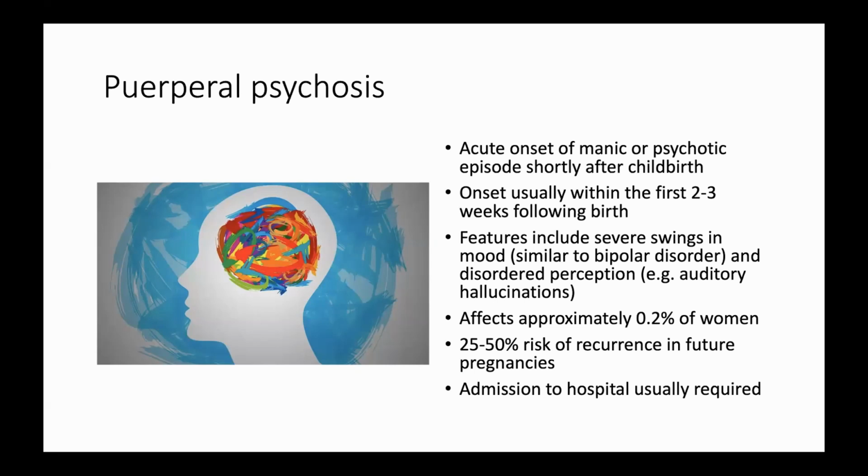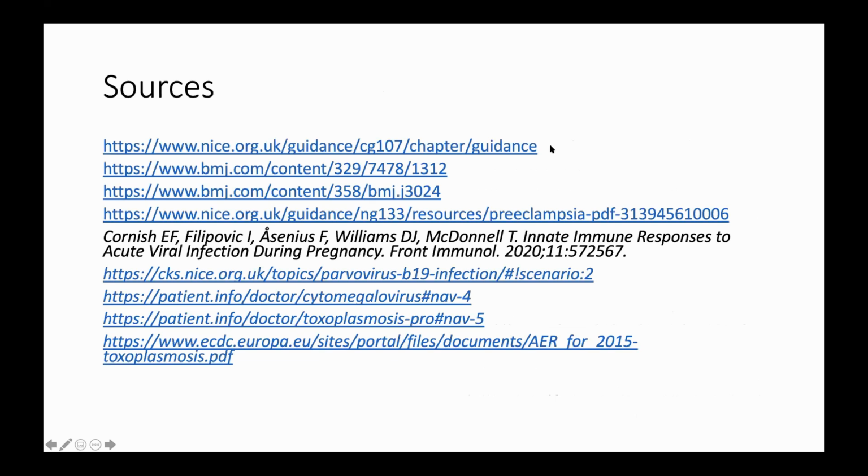Okay, so it's an acute onset of manic or psychotic episode symptoms shortly after childbirth. Onset is usually within the first 2 to 3 weeks following birth, partly due to genetic and partly due to hormonal changes.